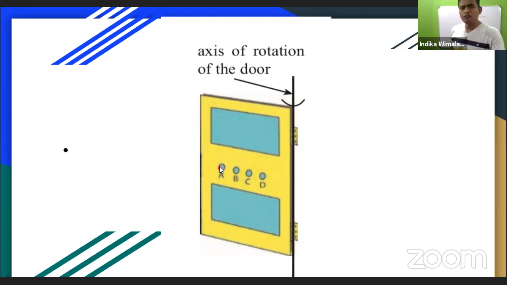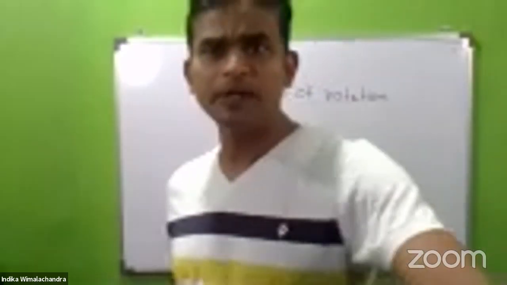I told you from point A, it's easy to move this one. And there is a relationship in science. The force should be multiplied by the perpendicular distance. What's the perpendicular distance? It's very important to get some idea about these terms. Well, look at the perpendicular distance.